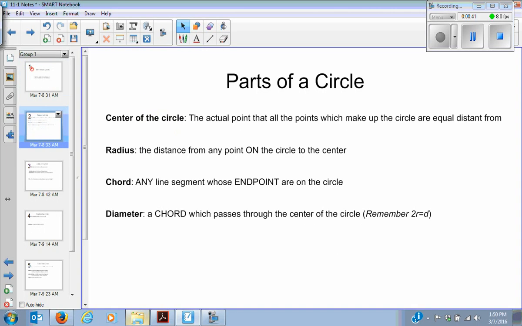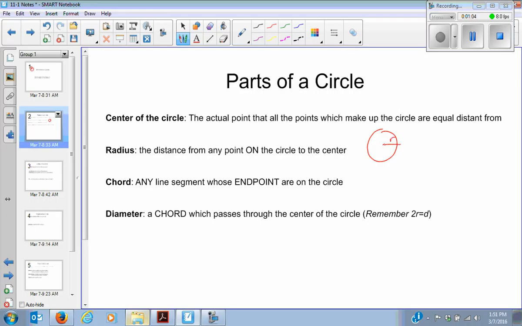So here we go, parts of a circle. You have the center of the circle, the actual point that all the points that make up a circle are equal distance from. So you have the center, and the radius, the distance from any point on the circle to the center. You should know these terms a little bit, but if you had a circle, this is the center. From here to there, that would be the radius.